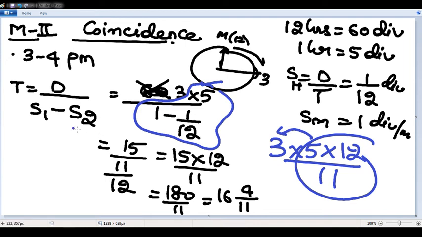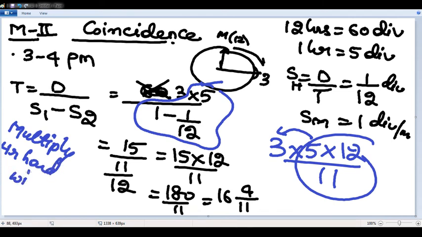That means in terms of divisions, multiply the hour hand with 60 by 11. In terms of time, multiply the hour hand with 65 5 by 11.